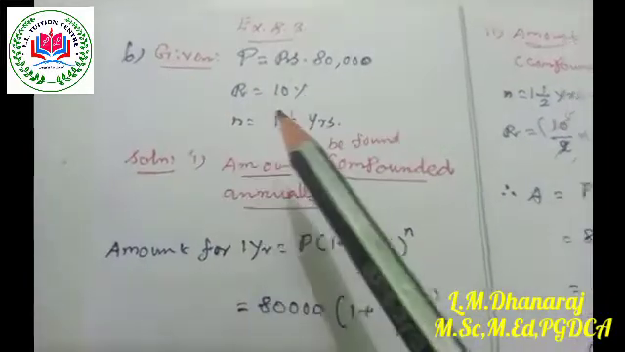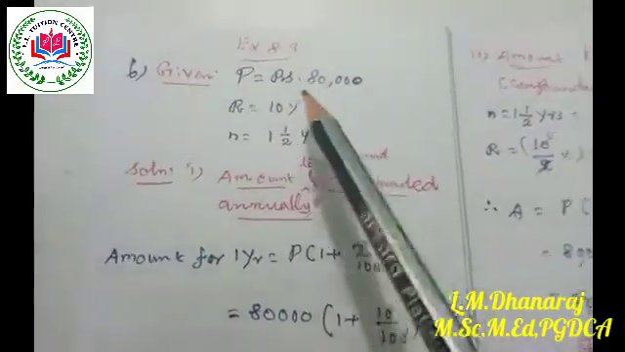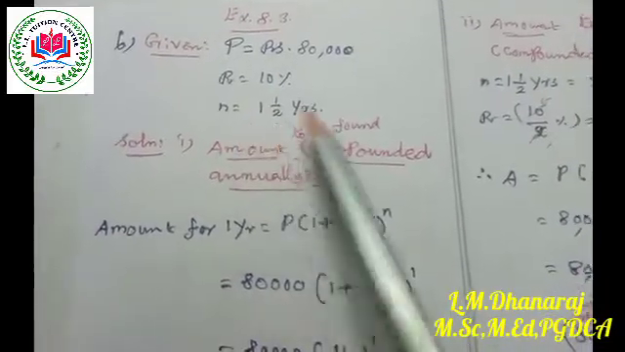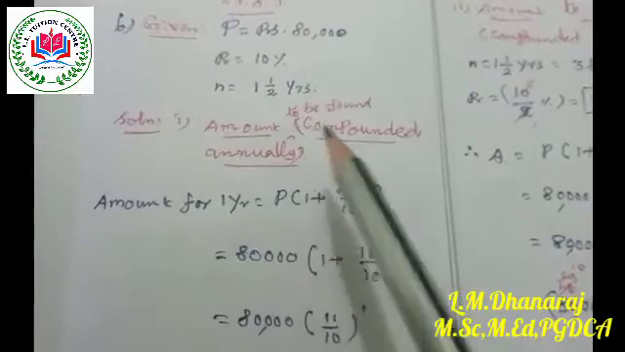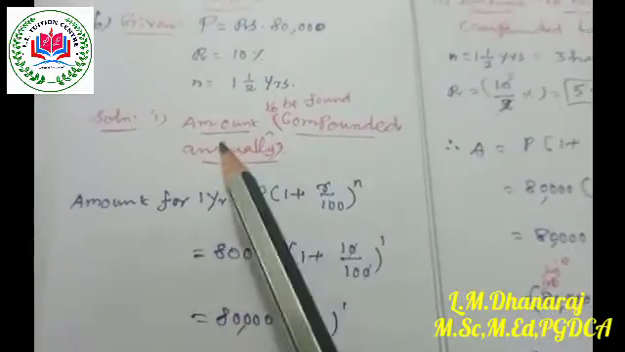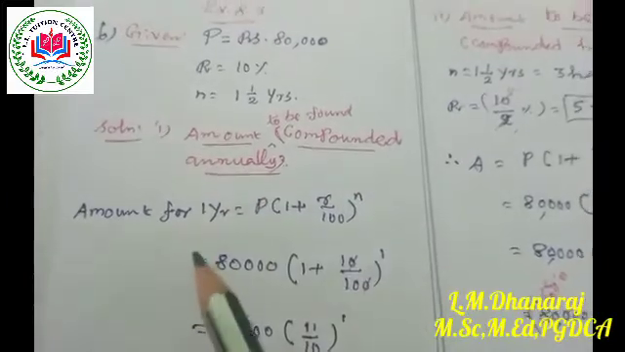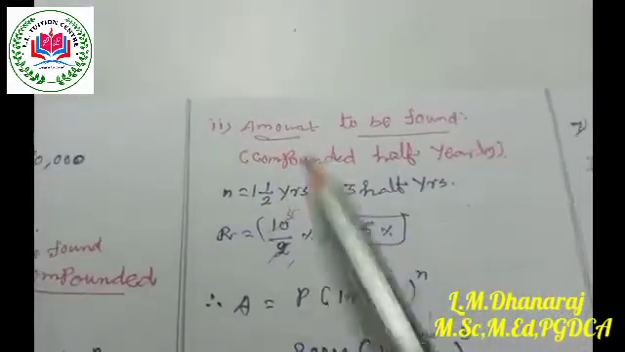Question number 6. It is given that the principal amount is 80,000, the rate of interest is 10%, and n is equal to 1.5 years. Now there are two subdivisions. The first one is we have to find the amount which is compounded annually. And the second subdivision is we have to find the amount compounded half yearly. So in both the cases we have to find out.